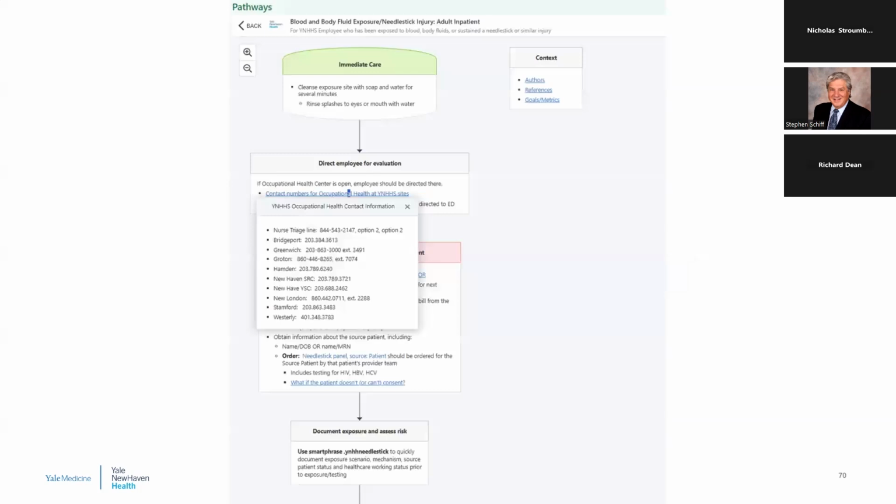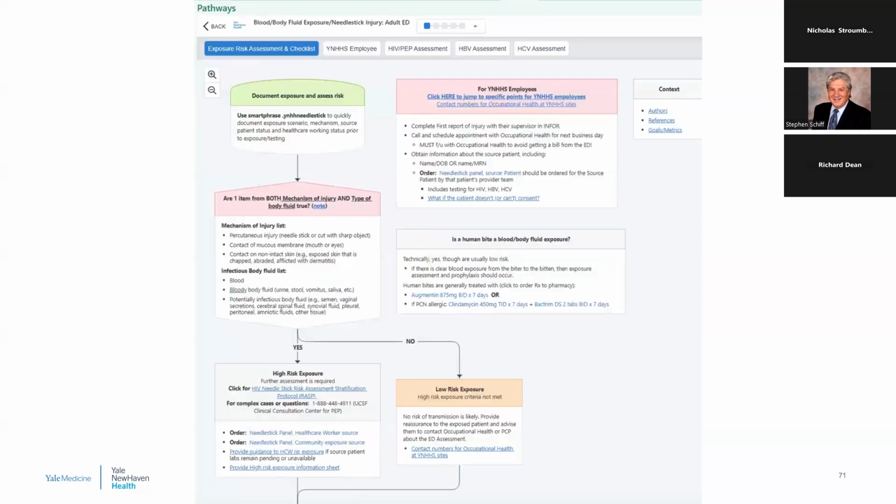I'm not sure if you know pathways, but if you go into Epic, any patient pathway, there's a specific blood and body fluid exposure needle stick injury pathway. Let's say for whatever reason you don't want to report or you think there's low risk, which I don't advise. We want to know about every needle stick. The guidance that we give the ED physicians and Occ Health is in this pathway. You can look, and here are the contact numbers for each site if you're rotating at a non-YNHH site. It tells you what to do. Examples are here. High risk: order these labs in the patient, order these labs in you, and we ultimately get you plugged in with Occ Health.